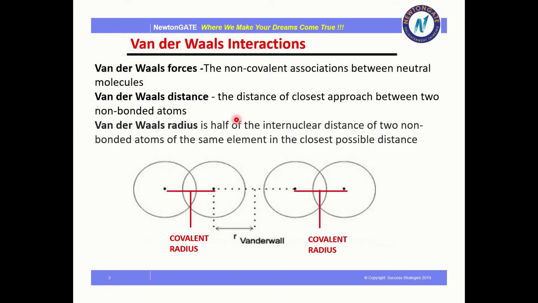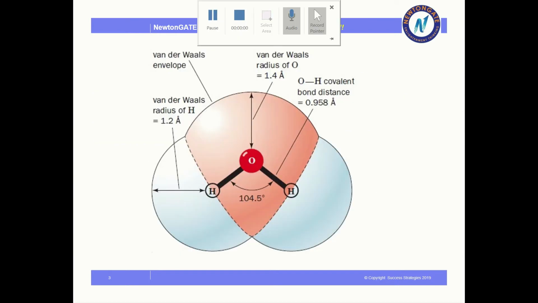When all the kinetic energy is converted to potential energy, that is the distance of closest approach. This is the closest possible distance at which these two atoms can be present and be interacting, right?